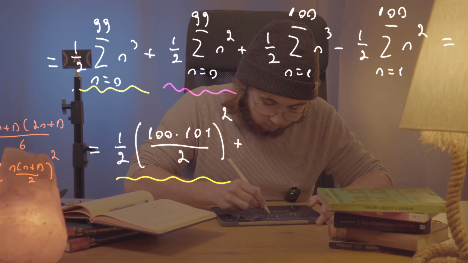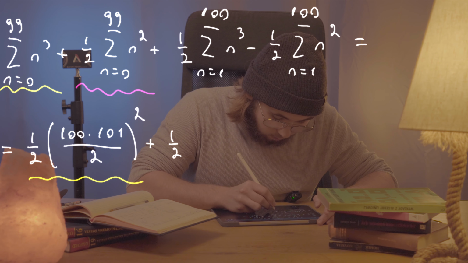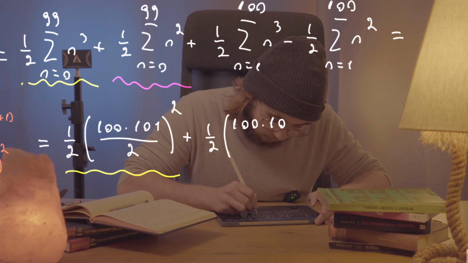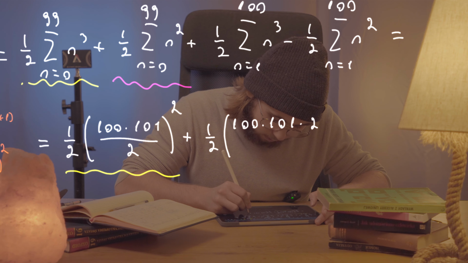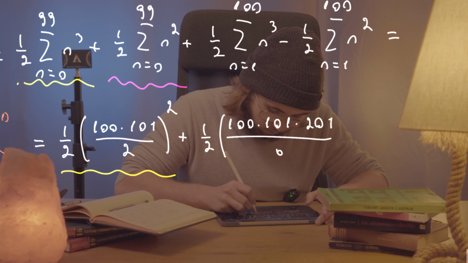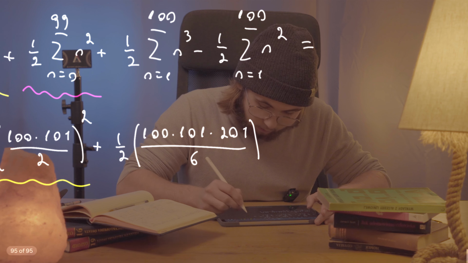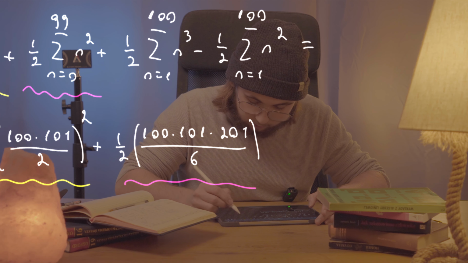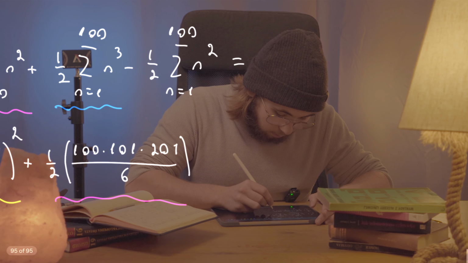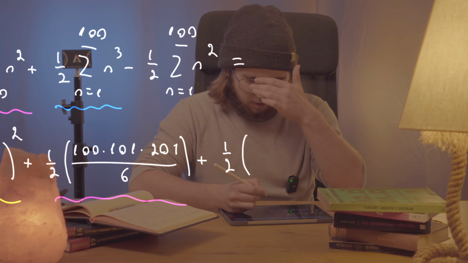Now we are going for the second sum. That's going to be a half of 100 multiplied by 101 and multiplied by 201, everything divided by 6. Awesome. And this was the pink one. Now let's mark this one as the blue one. That will be 1/2 of the sum of the n consecutive cubes.